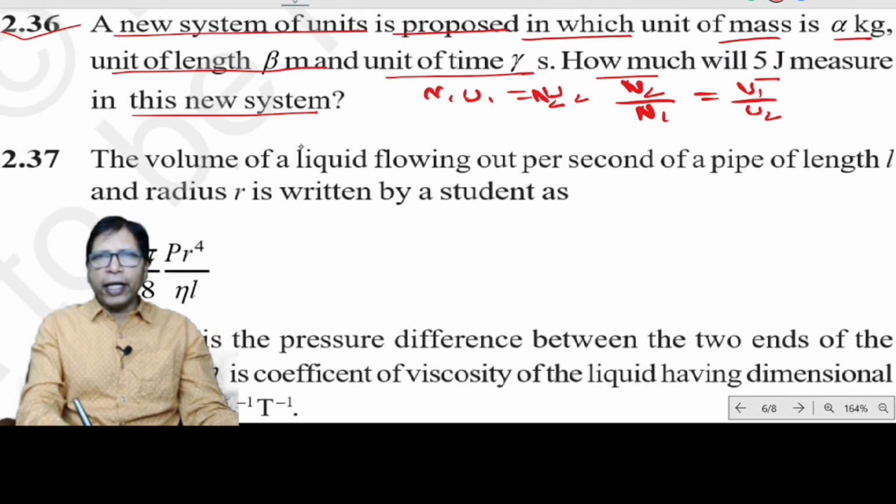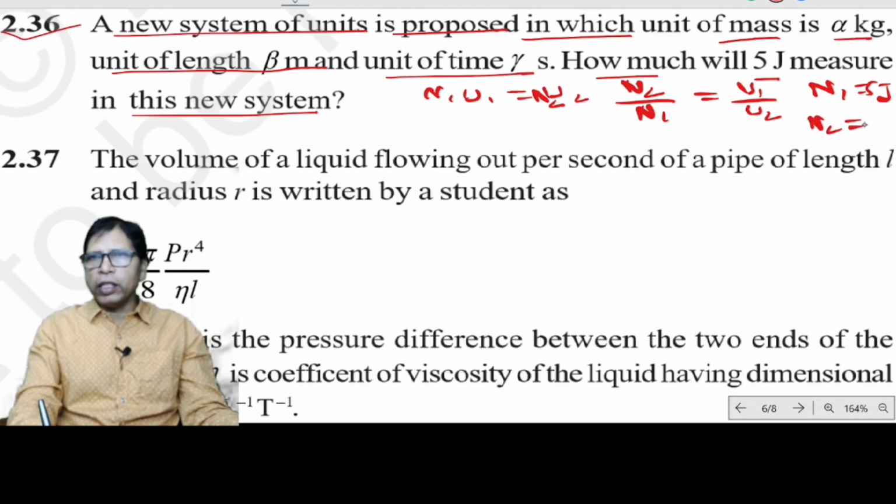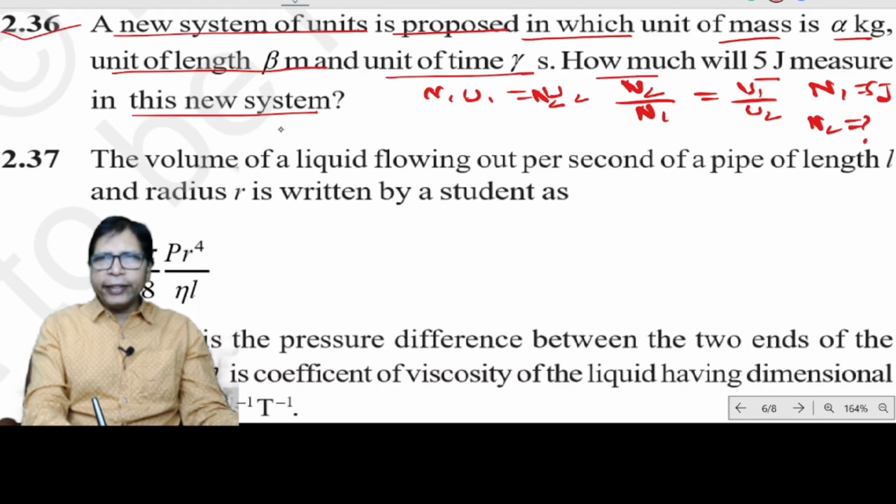Here N1 is equal to 5 joule. Now N2 is the question mark. So this is the N2 by N1. Now 5 joule is the unit of energy.